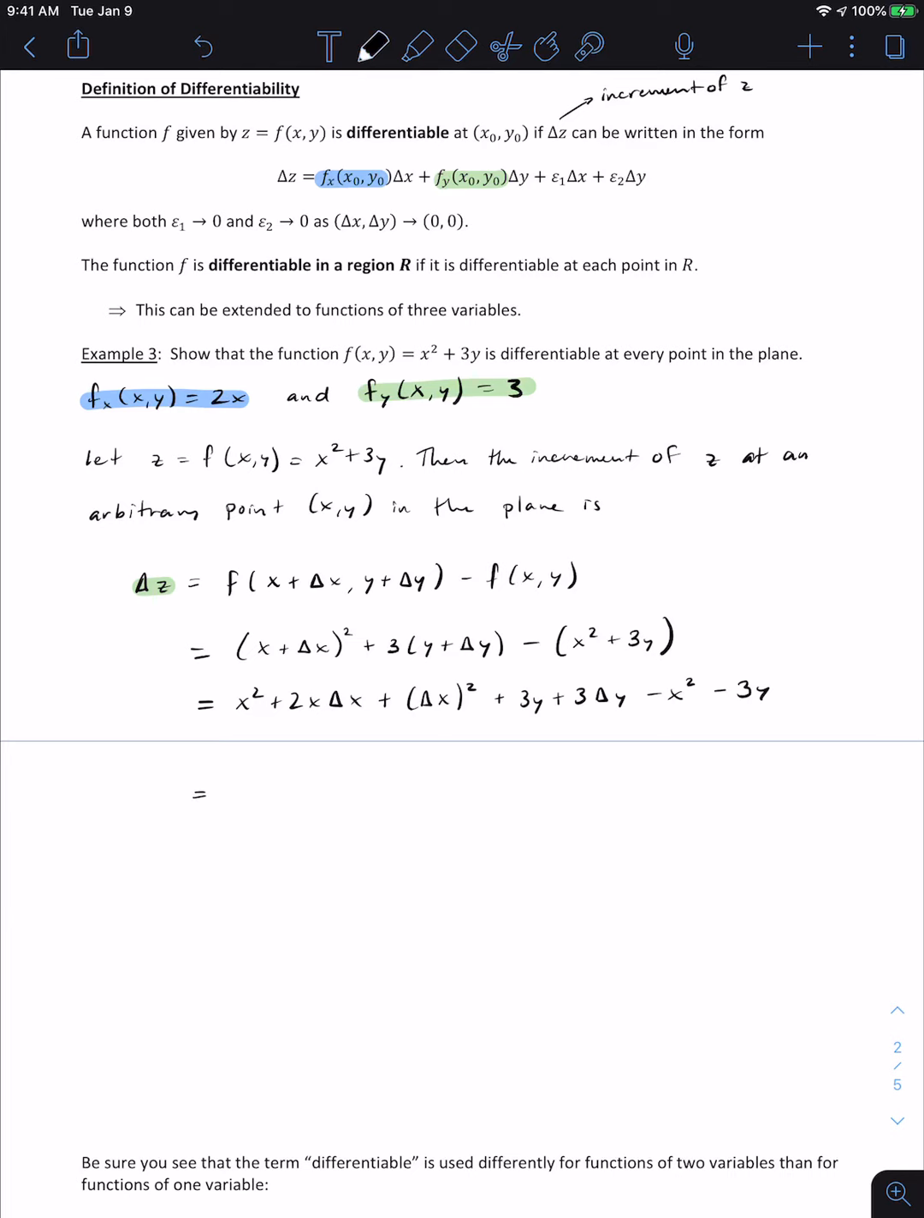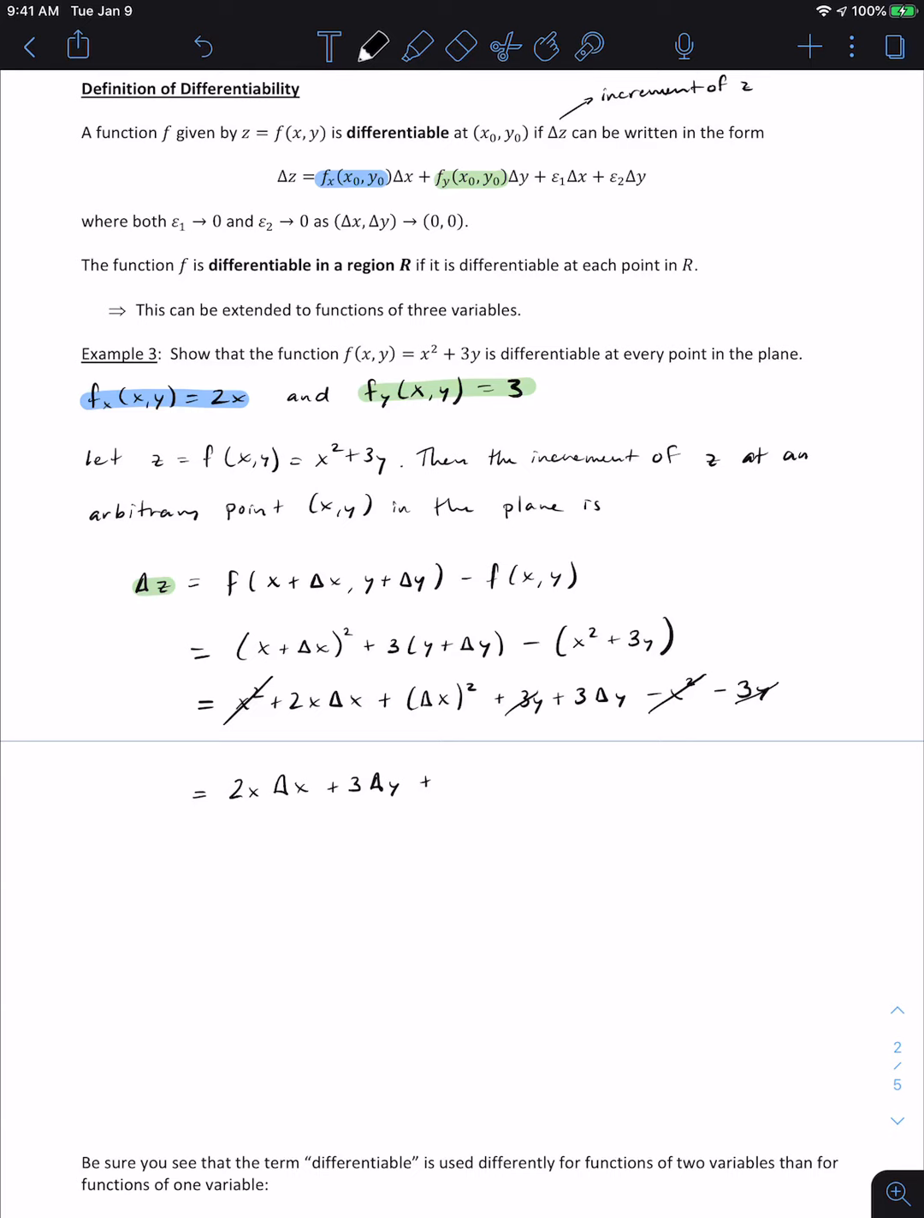Okay, so first let's see what cancels out. x squared cancels out with x squared, plus 3y cancels out with plus 3y, and then I see 2x. What is 2x? 2x is my partial derivative with respect to x, right? So let's rewrite this as 2x delta x plus, and now 3 is my partial derivative with respect to y, so I'll write plus 3 delta y plus, and now what I have left will be these other remaining pieces, right?